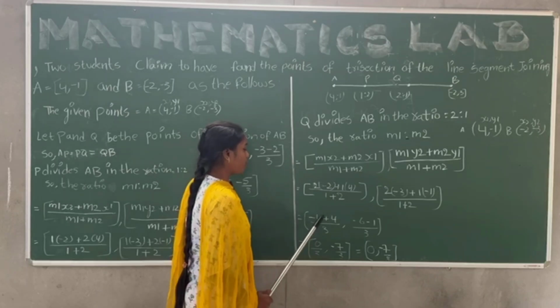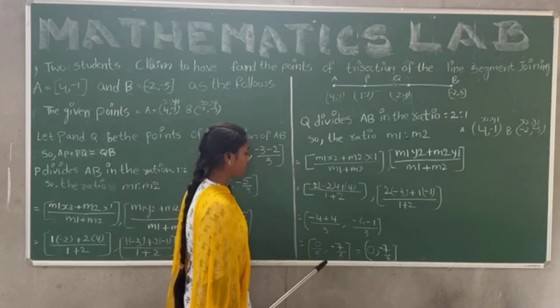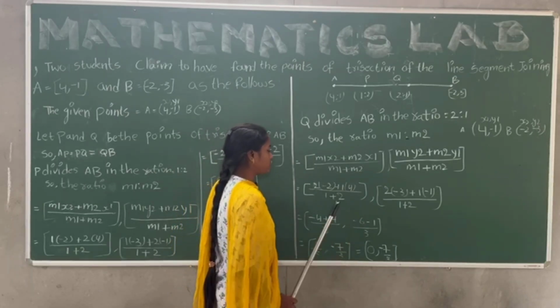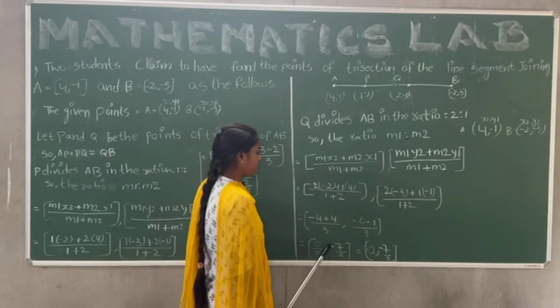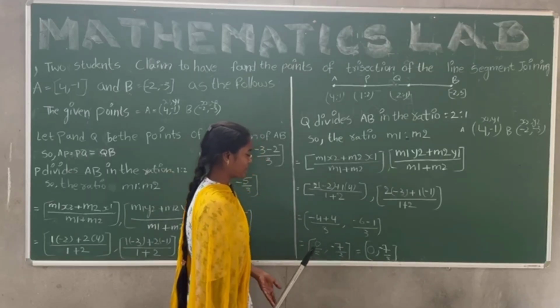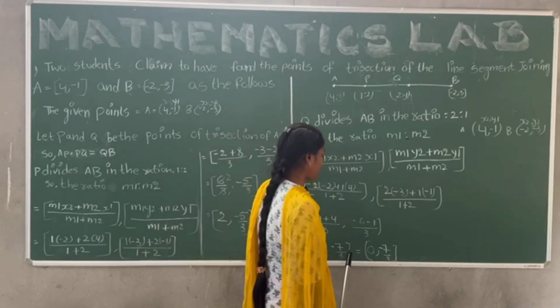Separate చేస్తే 4 0 వస్తుంది by 3. Minus 6 minus 1 యాడ్ చేస్తే minus 7 by 3. Q is equal to 0 comma minus 7 by 3.